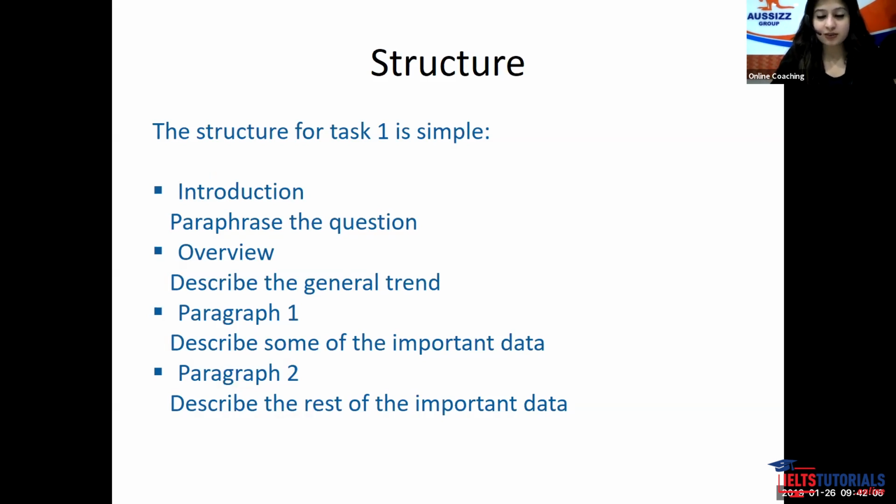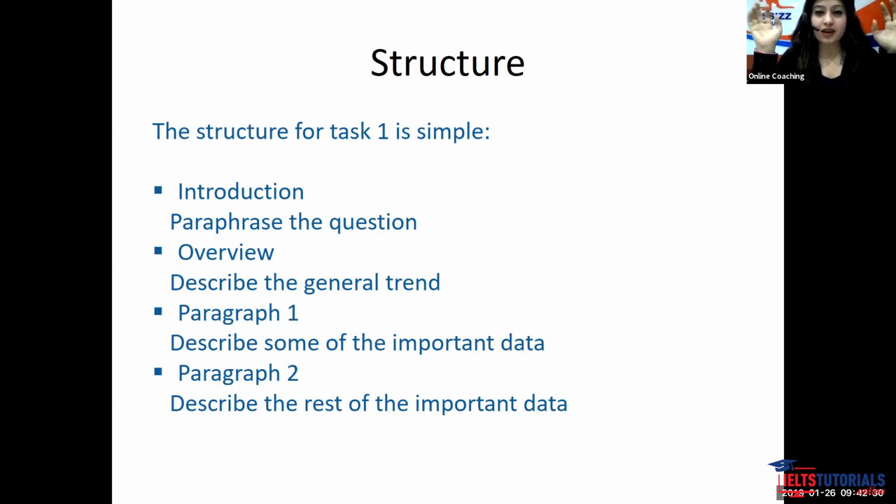Any Task 1, be it a process diagram, a bar chart, or a line chart, has to have 4 paragraphs. The first paragraph is the introduction. The second paragraph is the overview. The third paragraph describes important data, that is body paragraph 1. And the fourth paragraph is body paragraph 2.